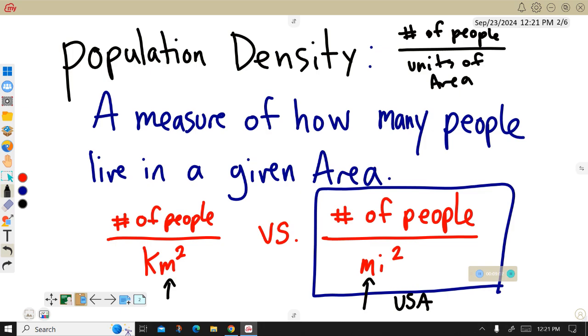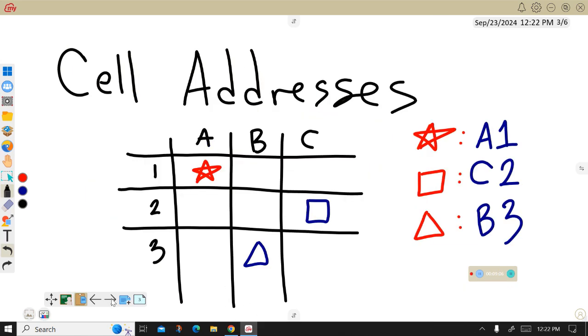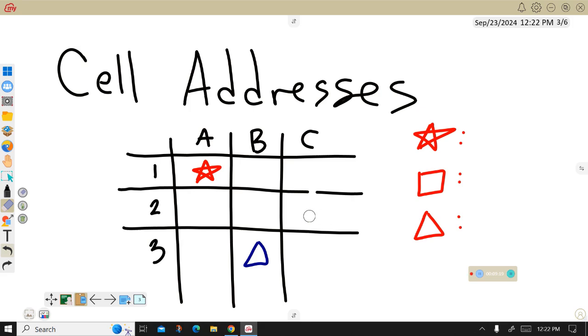So let's go do the next thing that we have up here that I should mention, which is how to get cell addresses. So what I'm going to do is erase these, and we'll give you guys a couple review questions to make sure you understand the way we talk about cell addresses. Okay, so I'll put some different shapes. I'll put a star here, I'll put a square here, and I'll put a triangle there. Can you tell me what you think the address is of each of these cells?